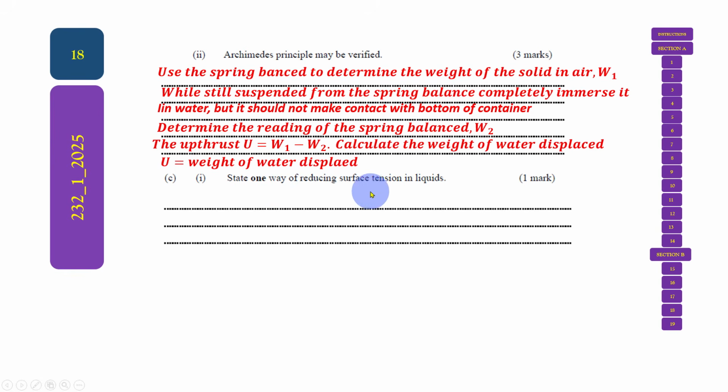State one way of reducing the surface tension in liquids. Of course, one of the ways of reducing the surface tension is to raise its temperature or put impurities in it. It's just one way which has been asked. So you can say raise its temperature or put impurities in it.